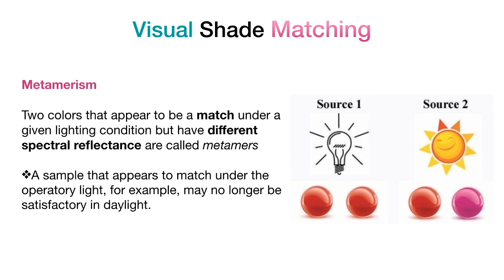So, for visual shade matching, we have 4 definitions. We have to understand them carefully. We have metamerism. That means two different colors, for example pink and red, can be matched under a given lighting condition but have different spectral reflectance. For example, we can see pink and red as the same color under a source of tungsten light. So a match under the operatory light, for example, may no longer be satisfactory in daylight.